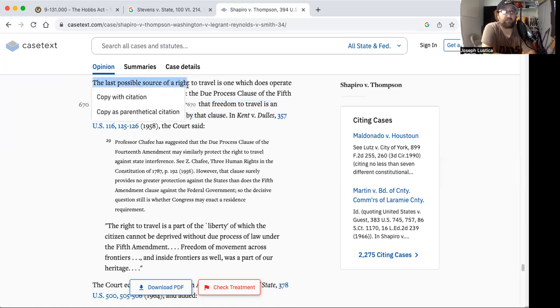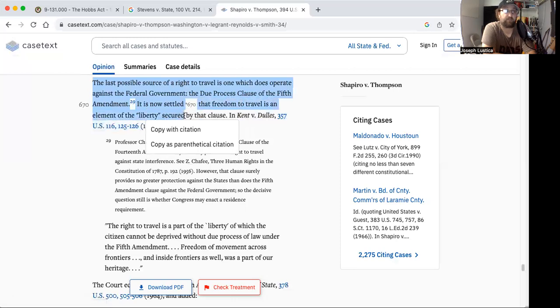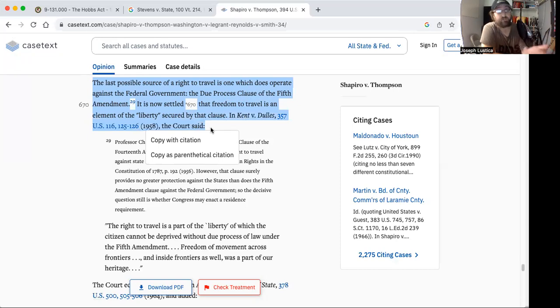The last possible source of a right to travel is one which does operate against the federal government. The Due Process Clause of the Fifth Amendment. It is now settled that freedom to travel is an element of the liberty secured by that clause. So if someone says, where's the right to travel? It's in the Fifth Amendment. It's in due process. Due process has given us the right to travel.